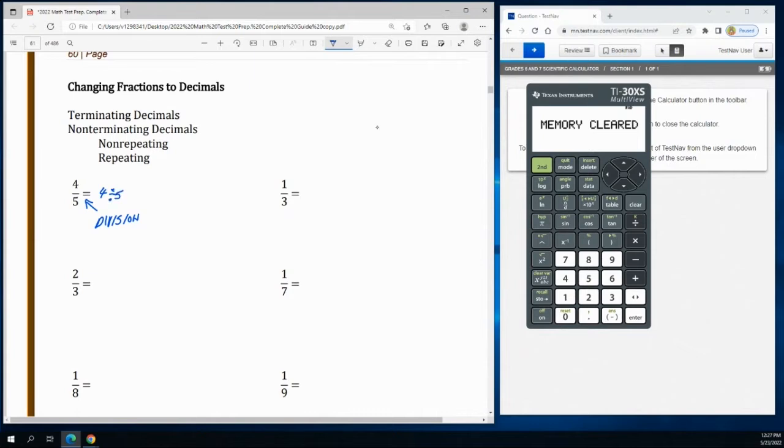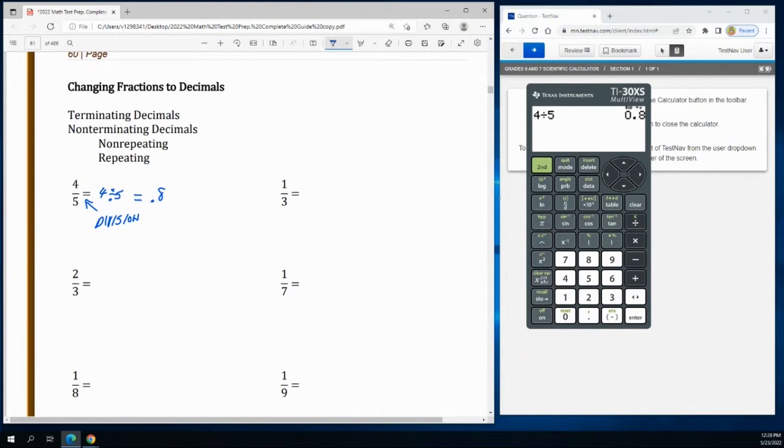Now, the calculator is very helpful for this. Let's use it. 4 divided by 5. 4 divided by 5 gives me the decimal 0.8. Now, we were learning before that 0.8 is the same as 4/5, or 4 divided by 5. Well, let's add some vocabulary to what these decimals look like.